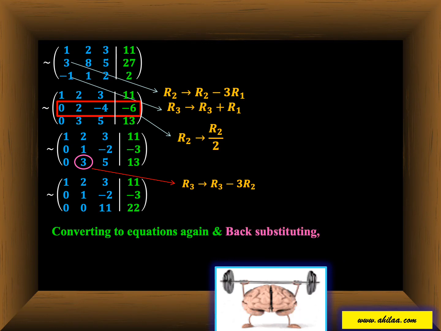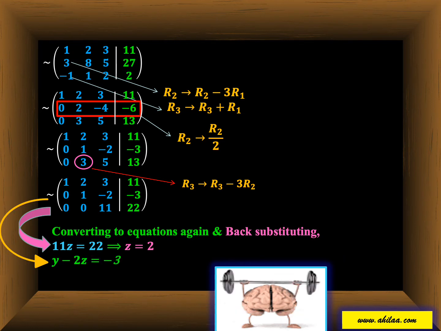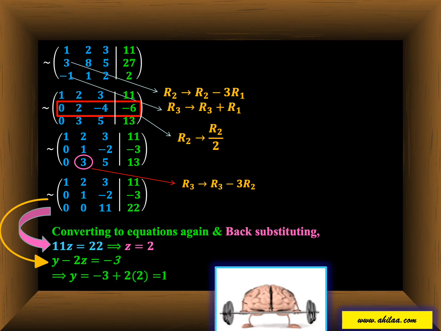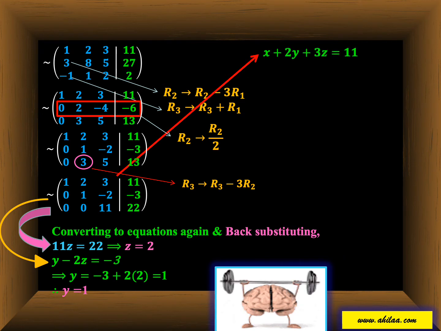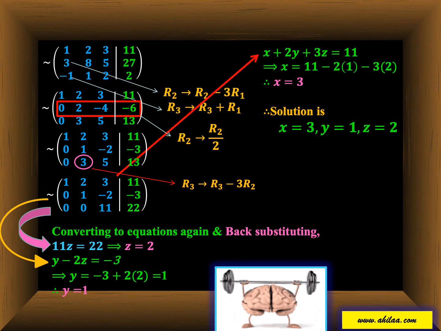Converting to equations again and back substituting. From the third row, 11z equal to 22, so that is z equal to 2. From the second row, y minus 2z equal to minus 3. Substitute the value of z. So we are getting y equal to 1. From the first row, x plus 2y plus 3z equal to 11. Substituting the values of y and z, we are getting x as 3. Therefore, the solution is x equal to 3, y equal to 1 and z equal to 2.